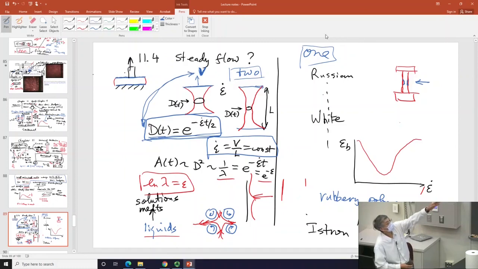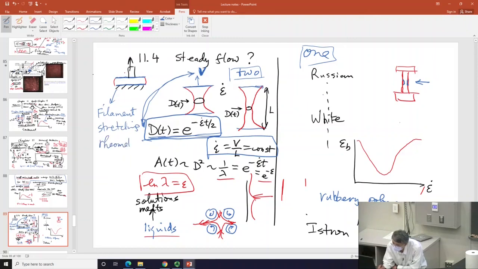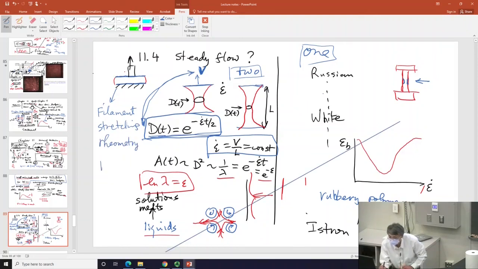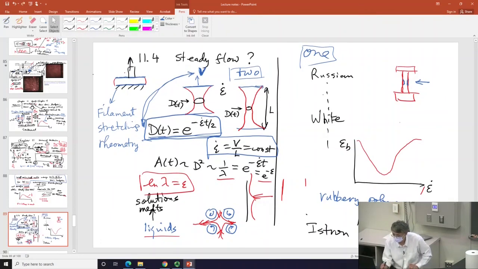We know on the left, on the right, the sample will fall apart, right? Will break. What happened to the right? I mean, what happens to this actually has a name. This is called filament stretching rheometry, or rheometer, whatever. FSR.